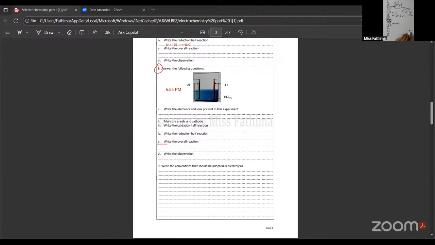Now you know that the metal which undergoes oxidation, that electrode is the anode. Then aluminium is the anode. Iron will become the cathode. Then this is positive and this is going to be negative. Then mainly you have to know to do the oxidation half reaction and the reduction half reaction. Now let's talk about the oxidation half reaction.